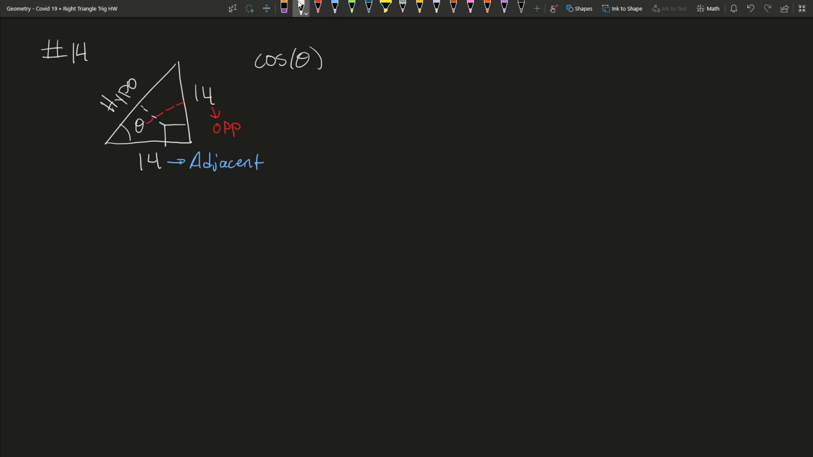All right, and cosine is always going to be adjacent over hypotenuse. Okay, so we have the adjacent and the opposite, but not the hypotenuse, so we need to find that. And again, we do that by setting up our Pythagorean theorem.